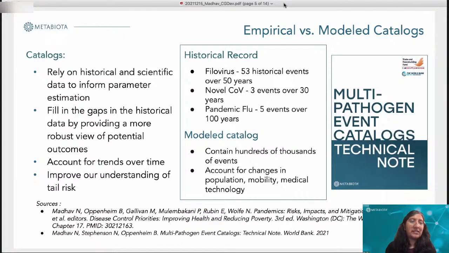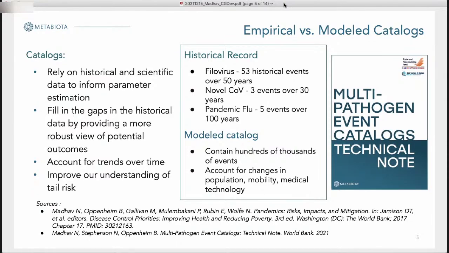We do rely on historical data and scientific understanding to inform parameter estimation. One thing that has really happened as a result of COVID is that there is a large amount of data that can now be drawn upon. But we still have to fill the gaps in this historical data, and this is what will provide a more robust view of the potential outcomes. It's also important to account for trends over time. When you're looking over a long time horizon, events that happened even 20 years ago happened in a very different context, and we have to take that into account as we think about what the future risk may look like. The technique of using modeling tools really does help us to understand and quantify the tail risk, and to show the types of events that could be perhaps not imaginable, but the modeling could point to certain events that are much larger than we might expect.